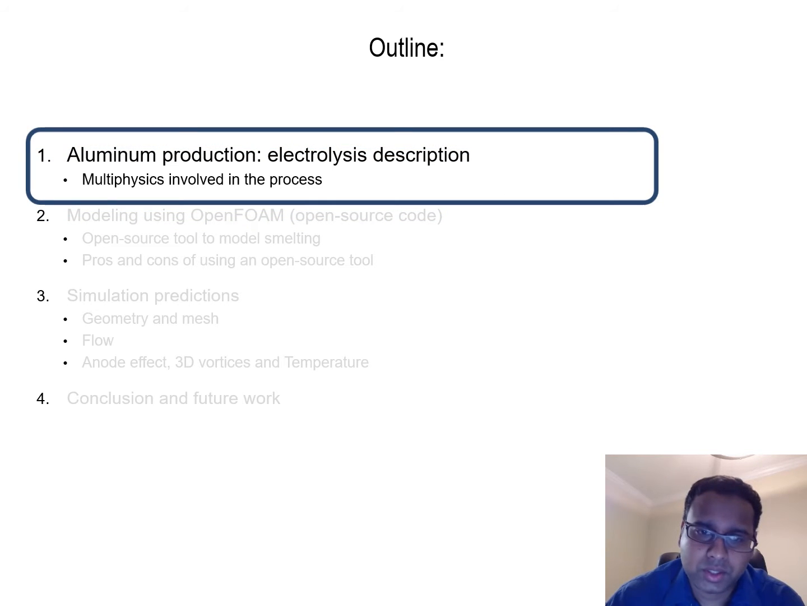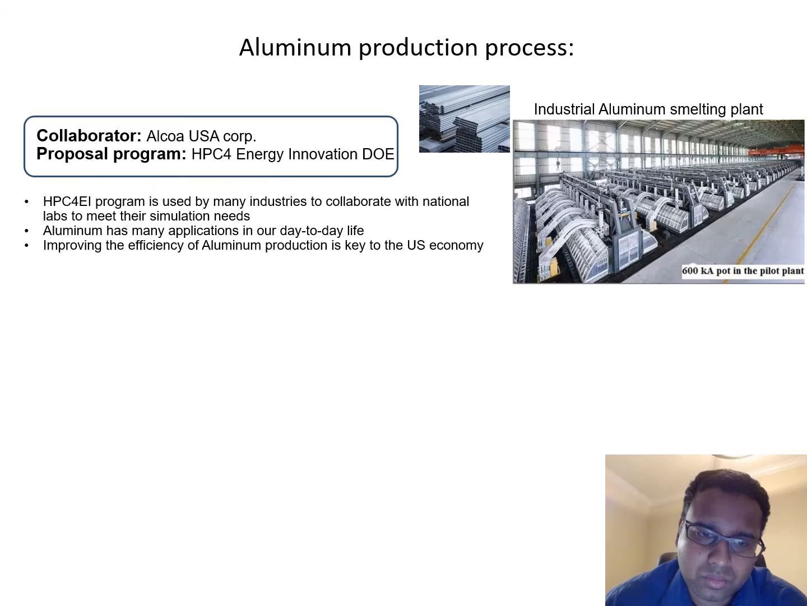Moving on to the electrolysis description. Aluminum has many applications in our day-to-day life. Alcoa is producing about 70 million metric tons of aluminum every year. So the optimization of this process is key for increasing the yield of alumina from these melting pots. On the right side, you can see a typical aluminum smelting plant, and this consists of smelting pots arranged in serial. These are the pots in which the electrolysis process happens and the alumina is produced.